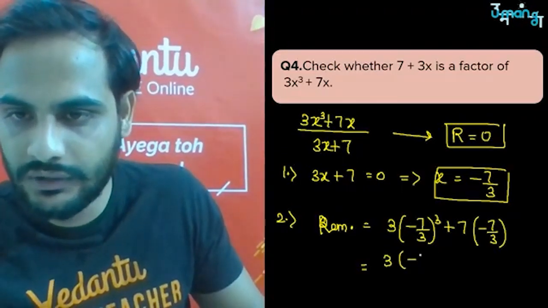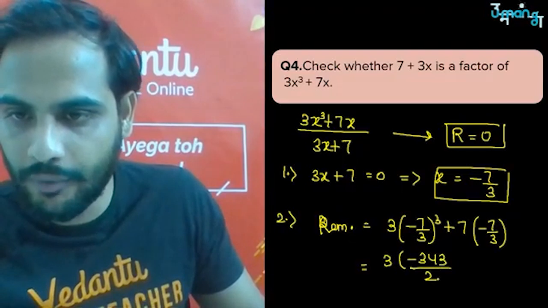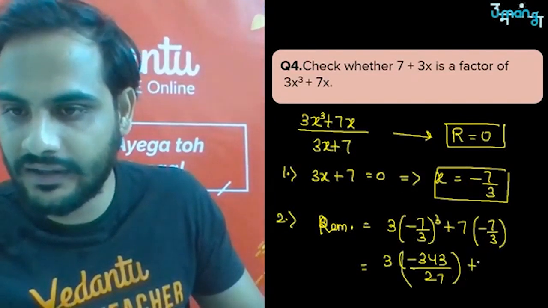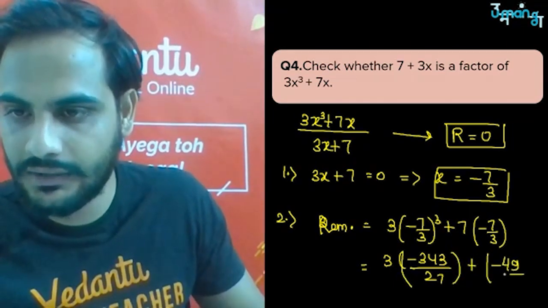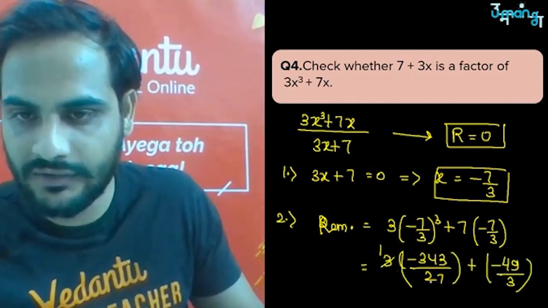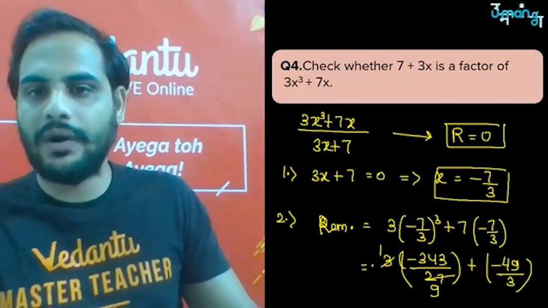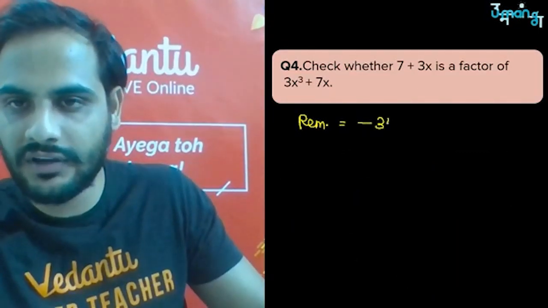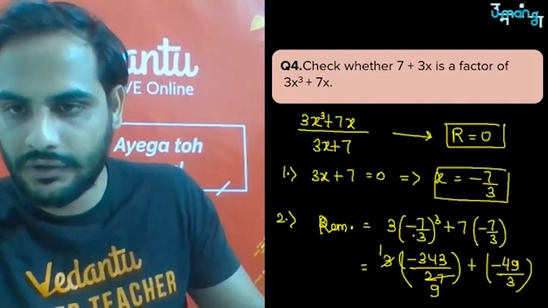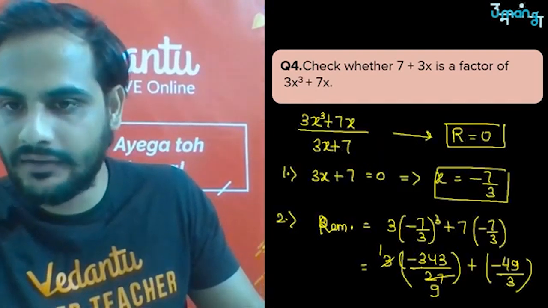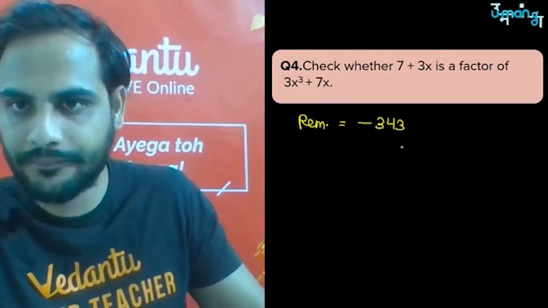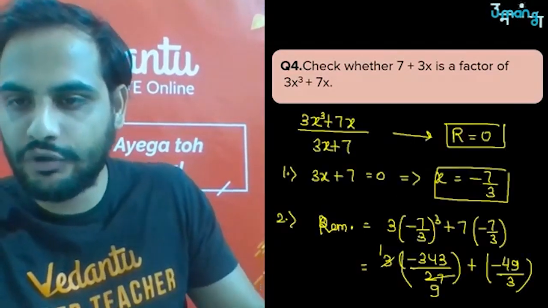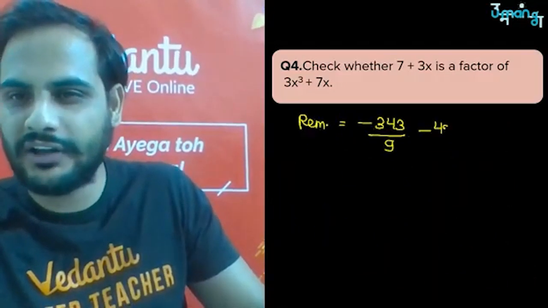Yes, so 3 into minus 343 upon 27, plus 7 into minus 7 will be minus 49 by 3. Now you can cancel here, 3 ones are 3, 3 nines are 27. So you are left with your remainder will be equal to minus 343 upon 9, plus into minus is what? Minus only. So minus 49 by 3.